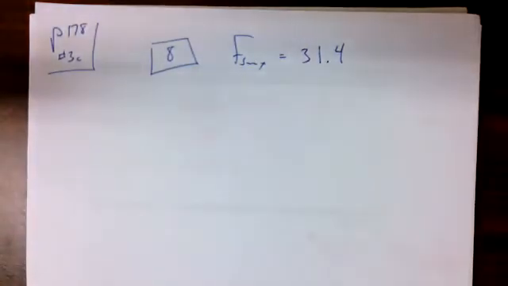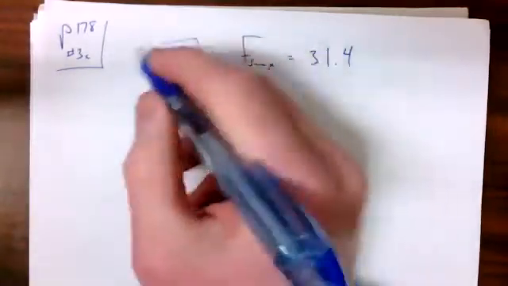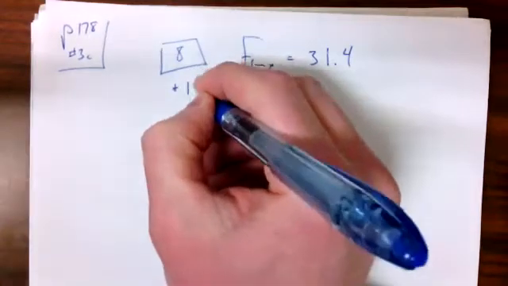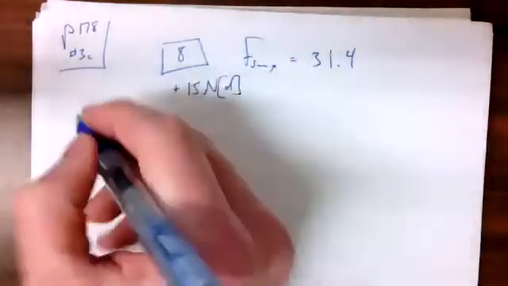31.4. Okay, so jumping down to C, it says a student pushes the 3 kilogram object with a force of 15 newtons down. What are the magnitudes of the maximum force of static friction and the tension now? So they've added a force of 15 newtons. I know it's talking about the 3 kilogram one, but it doesn't matter if they're tied together. So plus 15 newtons down.